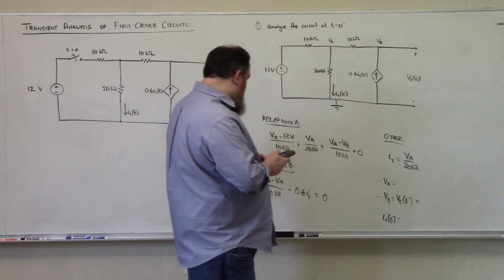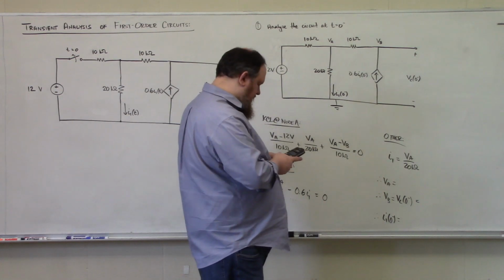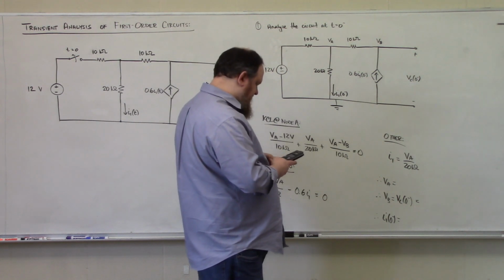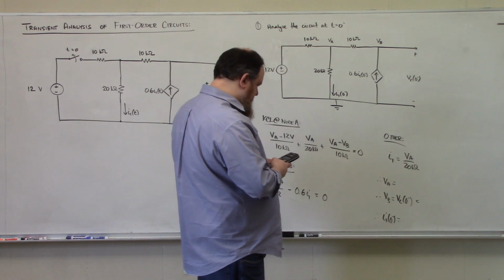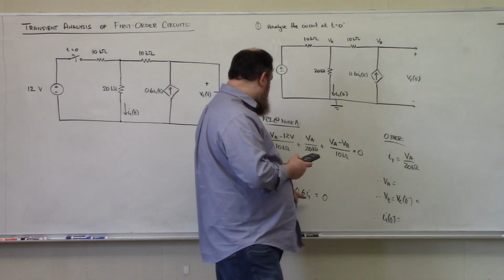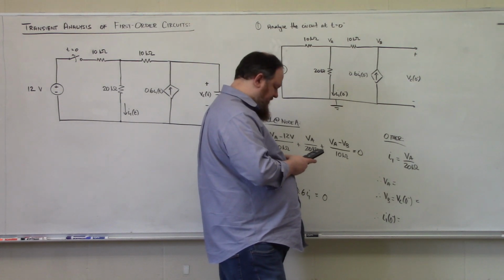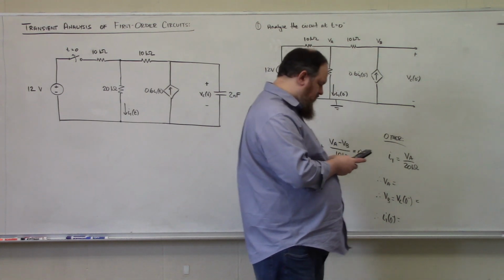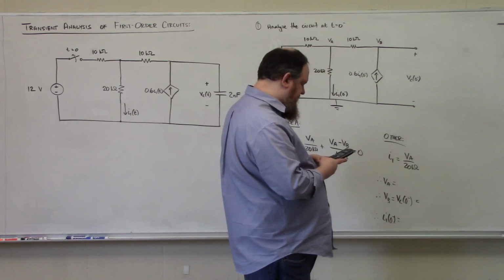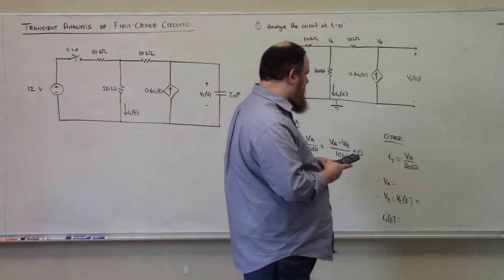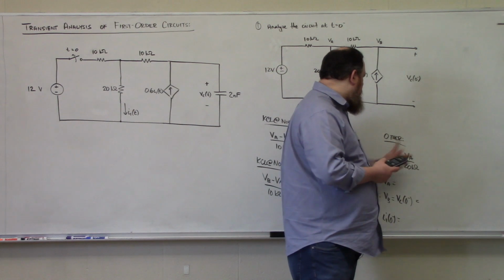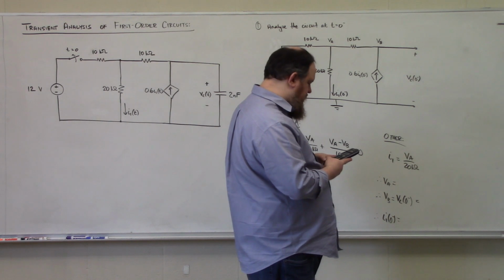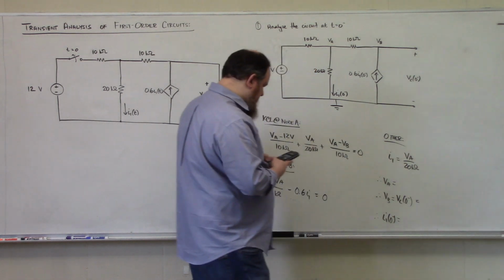For my second equation, I'm going to have negative 1 over 10,000 for my coefficient for VA, my coefficient for VB will be positive 1 over 10,000, and my coefficient for I1 will be negative 0.6, equal to 0. For my third equation, I have 1 over 20,000 as my coefficient for VA, 0 as my coefficient for VB, and if I move this I1 to the other side, I have negative 1 as my coefficient for I1, equal to 0.